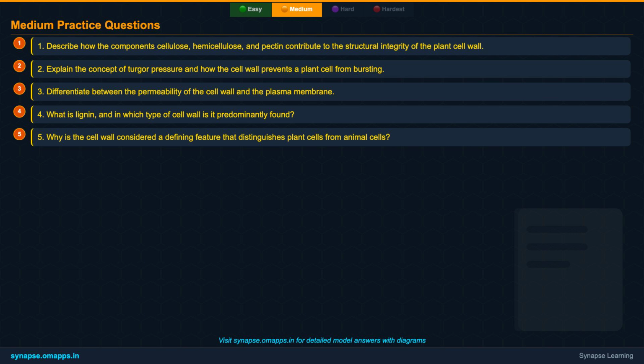Here are 5 practice questions for our medium level. Describe how the cell wall prevents a plant cell from bursting. Name 2 components of the plant cell wall other than cellulose. Explain the difference in permeability between the cell wall and the plasma membrane. Why is the cell wall important for a plant's upright growth? And finally, which type of cell lacks a cell wall, plant, animal, or fungal? Take your time to formulate comprehensive answers.